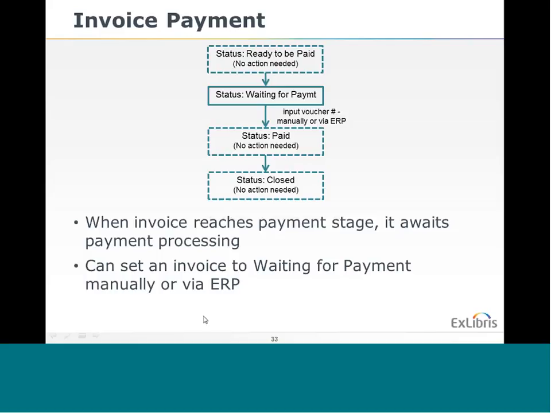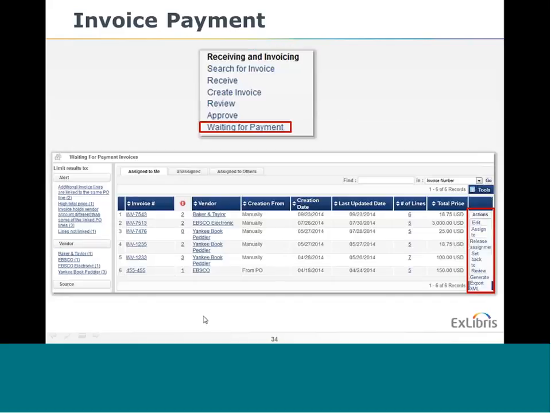So after the invoice is created and it passes the review stage and the optional approval stage, it's ready for payment processing. Behind the scenes in Alma, it will go through a status called Ready to be Paid, and then ultimately you will see it in Alma as Waiting for Payment. So to view invoices that are waiting for payment, you would do this also from the Acquisitions menu under Receiving and Invoicing, by clicking on the Waiting for Payment link.